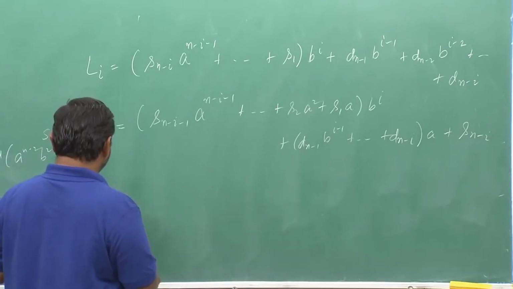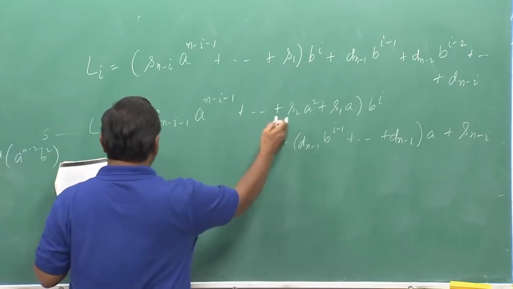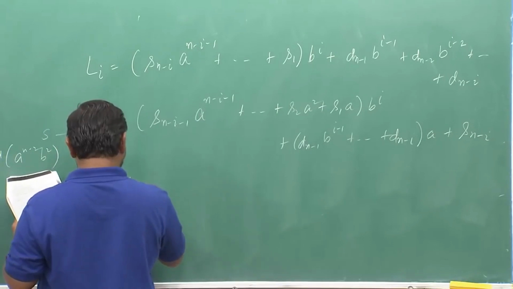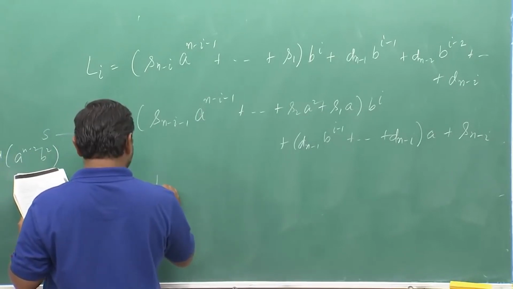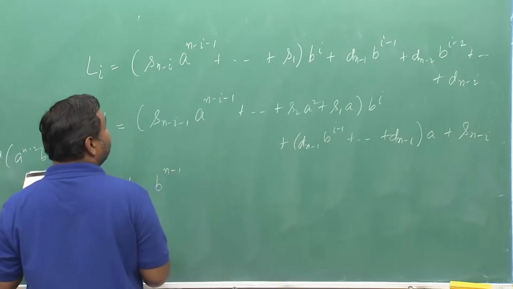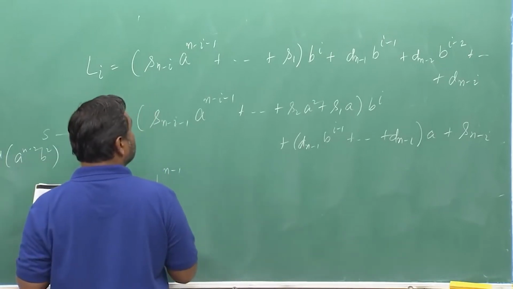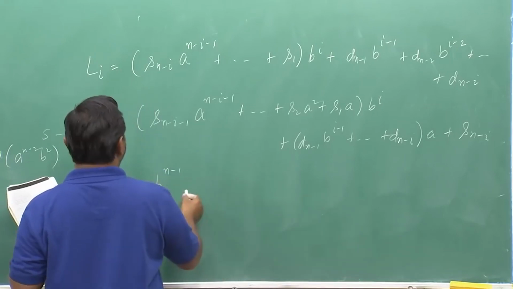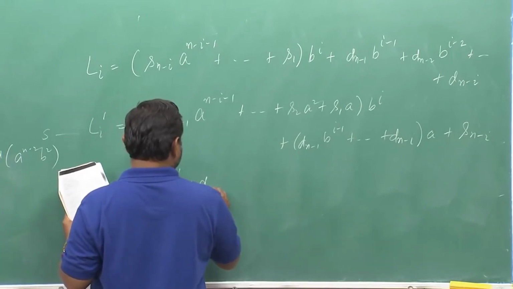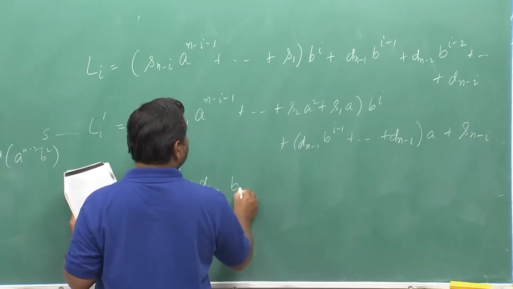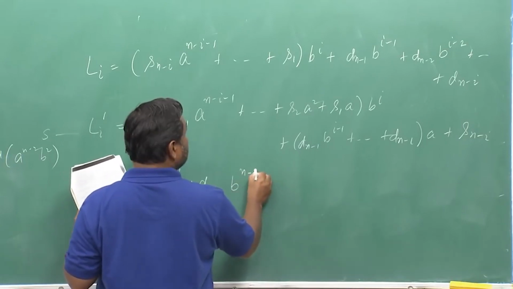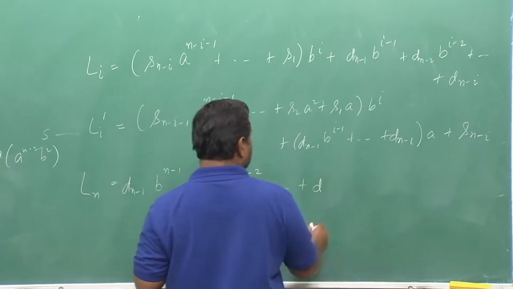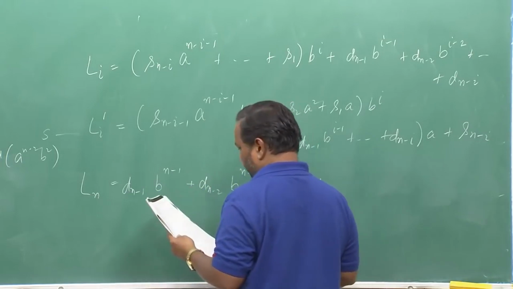So once you have it, Ln will now be given as: all these terms will vanish and you will end up with d of n minus 1 b raised power n minus 1, okay, when I becomes equal to n, plus d of n minus 2 b raised power n minus 2 and so on, plus d of n minus n, which will be d0.